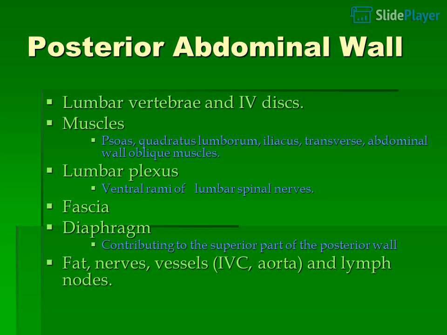Posterior abdominal wall. Lumbar vertebrae and 4 discs. Muscles: psoas, quadratus lumborum, iliacus, transversus abdominis and oblique muscles. Lumbar plexus: ventral rami of lumbar spinal nerves. Fascia. The diaphragm contributes to the superior part of the posterior wall. Also fat, nerves, vessels, IVC, aorta, and lymph nodes.